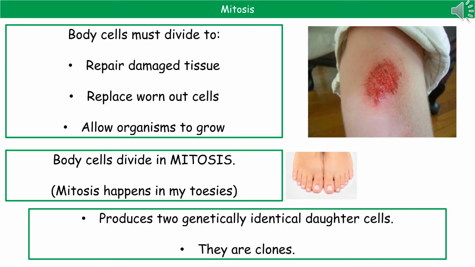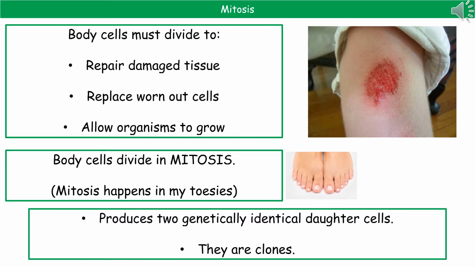In today's biology blast, we're going to look at mitosis, cell differentiation and stem cells. So mitosis first of all then. When we consider our body cells, they've got to divide in order to repair damaged tissue, to replace worn out cells, and to allow organisms to grow. And the way our body cells do this is through the process of mitosis.